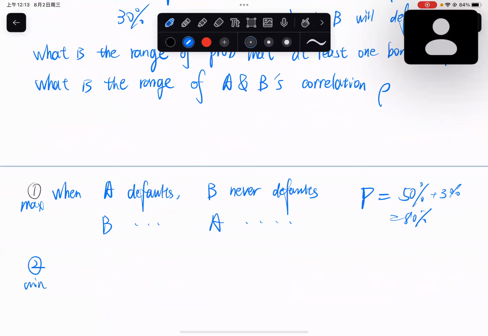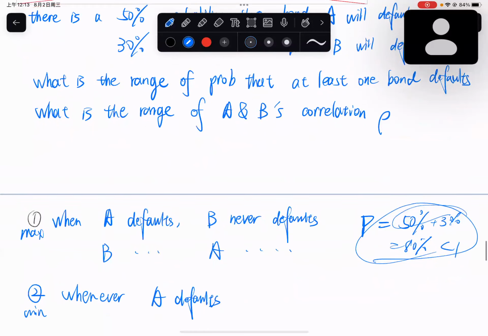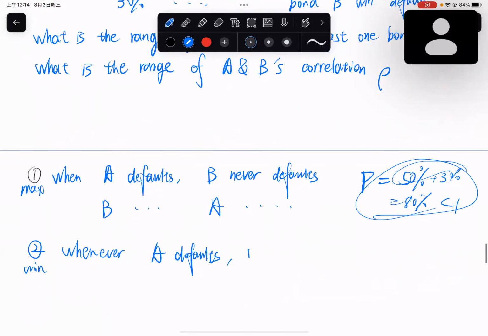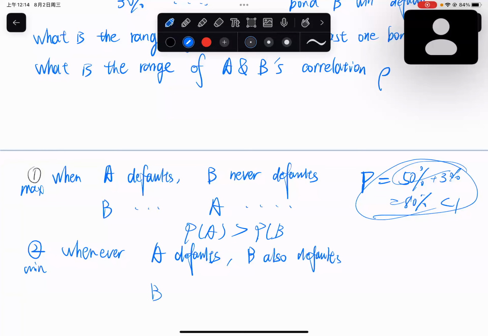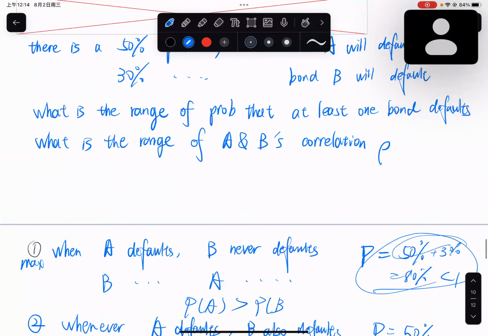How about the minimum case? Which means that whenever A defaults, this holds. It is because the sum of these two probabilities is less than one. Okay, it is still less than one. By the way, whenever A defaults, B also defaults, because probability A is larger than probability B. So we do not say that when B defaults, A also defaults. It's not necessary. And this probability is just what? 50%, right? And now we already solved the first part of the question.